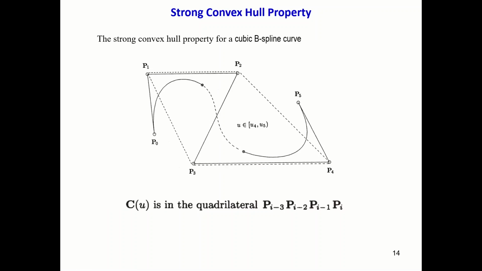Here we have another example of the strong convex hull property for a cubic B-spline curve. Here u is defined between the points u4 and u5, hence the convex hull is extended to the points P_i minus 3, P_i minus 2, P_i minus 1 and P_i. So the strong convex hull here is a quadrilateral, C of u is in a quadrilateral of the points P1, P2, P3 and P4.